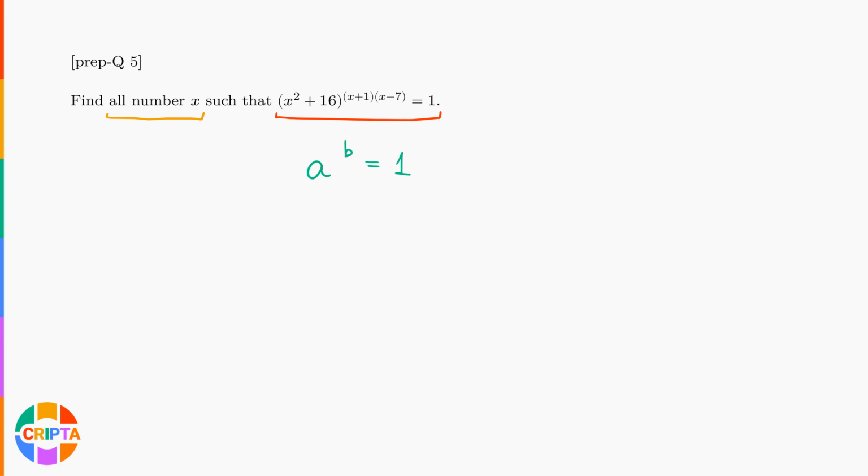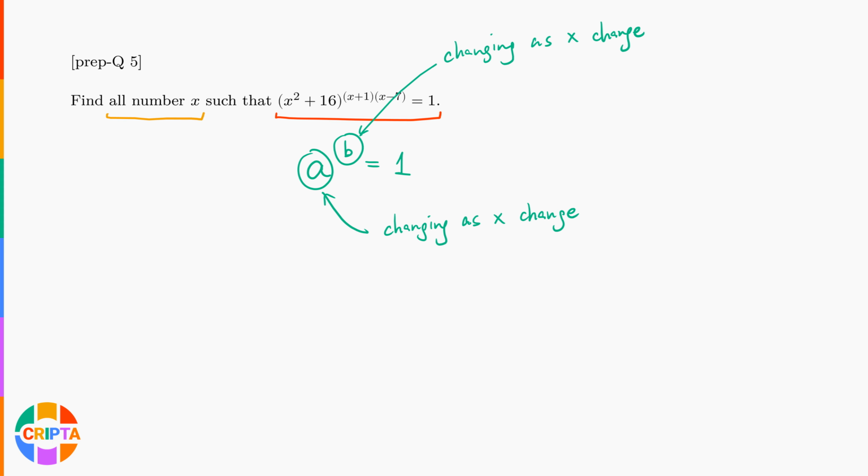Now the equation is still in the form of a to the power of b equals 1, but this time both the base and the exponent are changing when x changes. From the previous question, we learned that x squared plus 16 is always greater than or equal to 16, and thus is always greater than 1. So now let's look at the whole expression on the left-hand side.